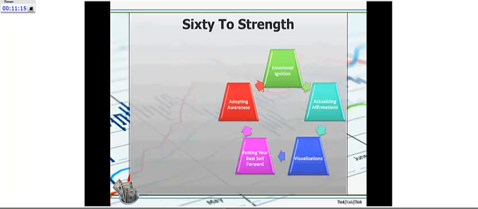All right, and then the last one is adopting awareness. And we talked about awareness a little bit earlier. Again, there are two different forms of awareness: the awareness of just understanding where you are and where you need to go, and then awareness as in being present, being in the zone, and being completely focused on the present moment, and nothing else.